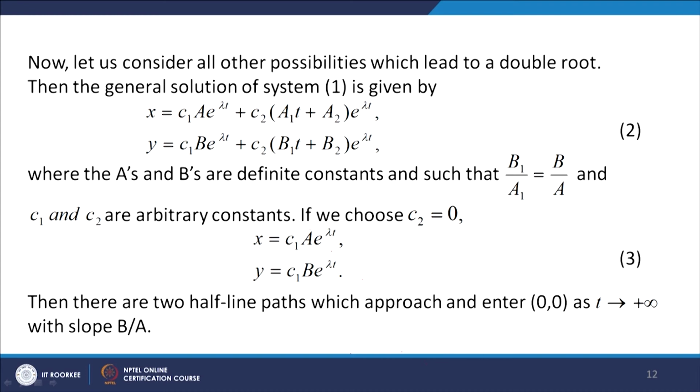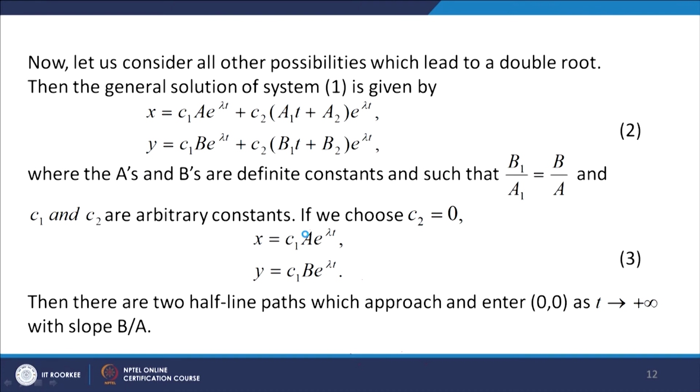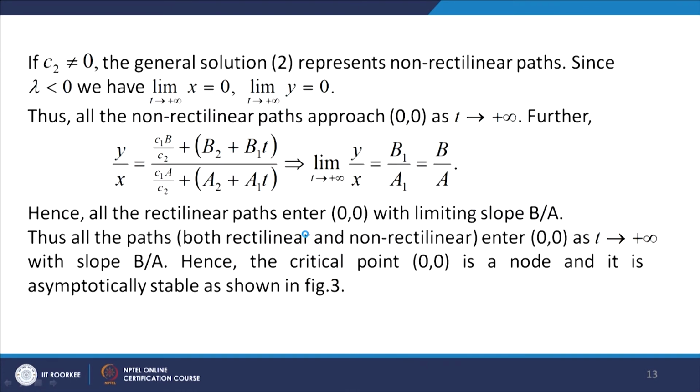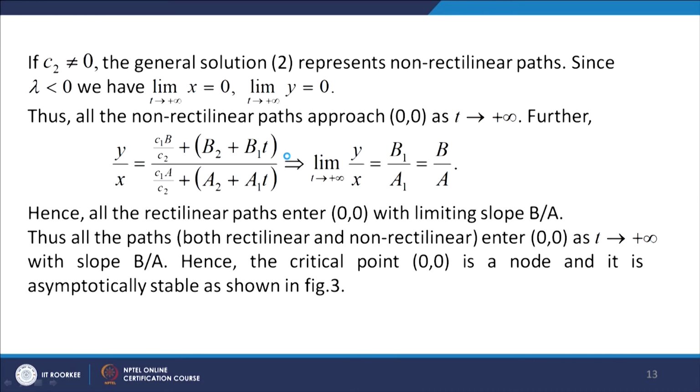So there are two half line paths which approach and enter 0, 0 as t goes to infinity, and the slope is y over x, which means b over a. Now let us consider the situation when c2 is not equal to 0. Then the general solution represents non-rectilinear paths. Since lambda is negative, all these non-rectilinear paths satisfy these equations.